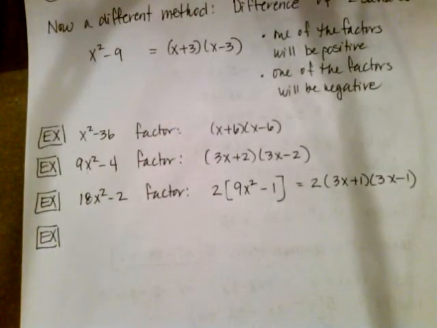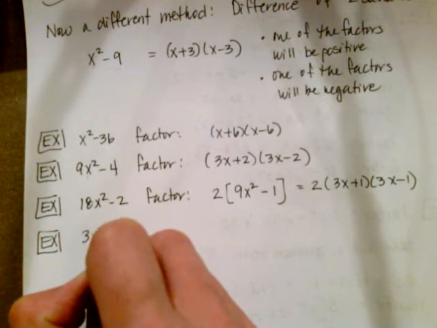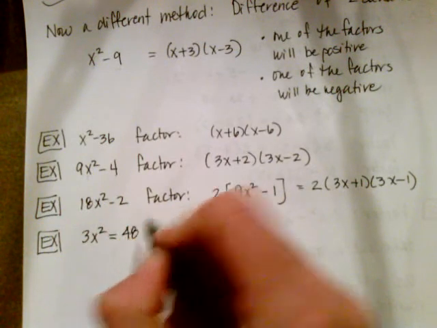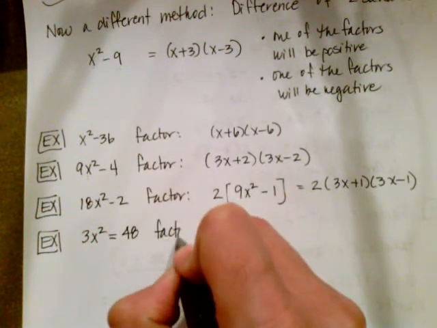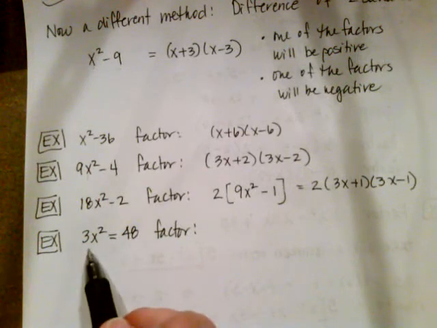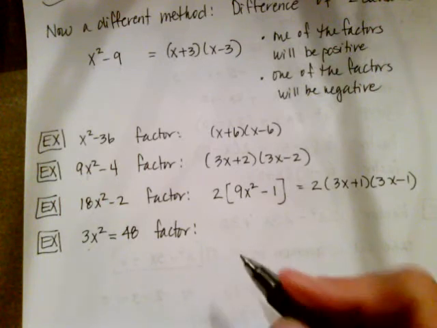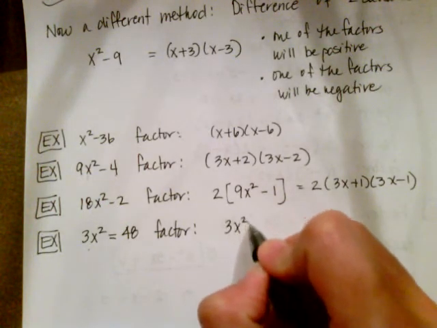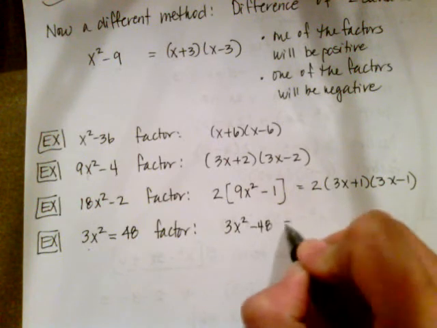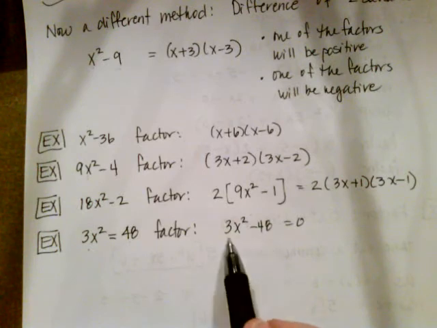Alright, so let's do yet another example. So let's do this one. I have 3x squared is equal to 48, and I want to factor. Again, this one looks a little bit different. So you're going to want to start by taking the 48 over to the left-hand side, by subtracting 48 from both sides. Okay, so I'm going to get 3x squared minus 48 is equal to 0. Okay, now I want to factor these two.